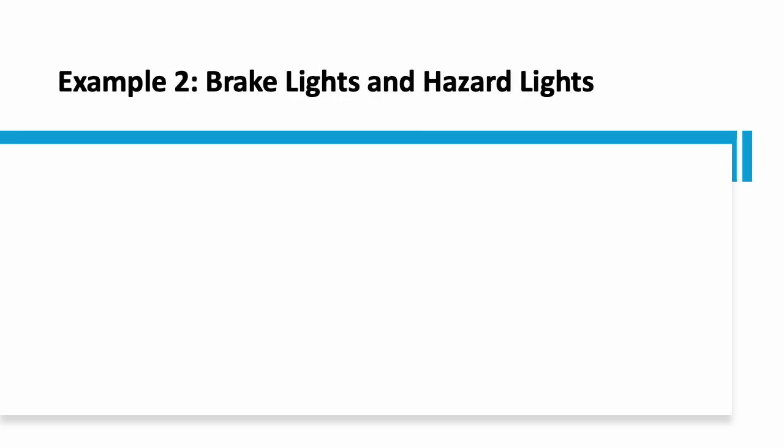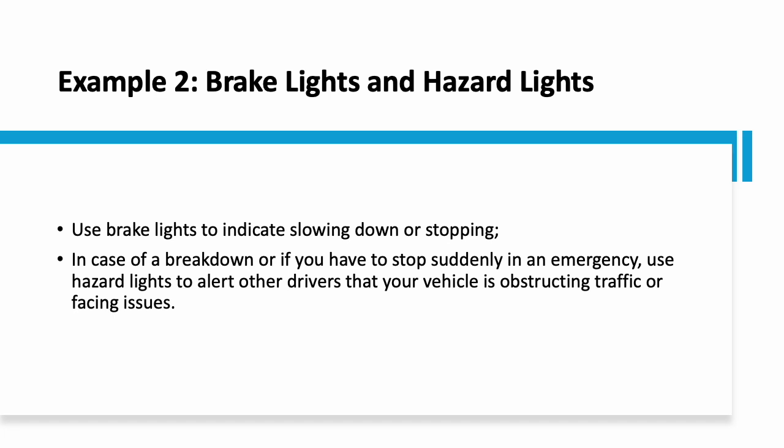Example 2. Brake lights and hazard lights. Use brake lights to indicate slowing down or stopping. In case of a breakdown or if you have to stop suddenly in an emergency, use hazard lights to alert other drivers that your vehicle is obstructing traffic or facing issues.